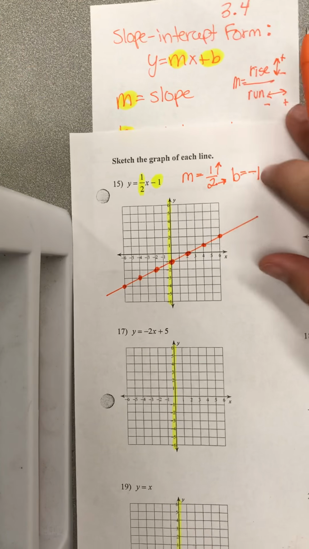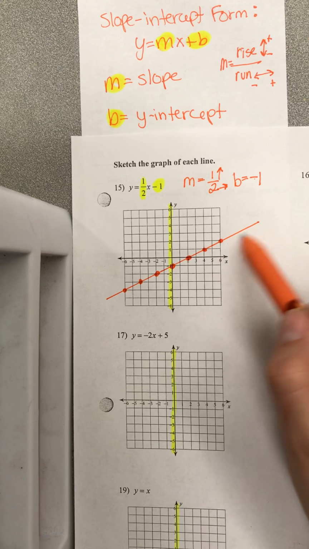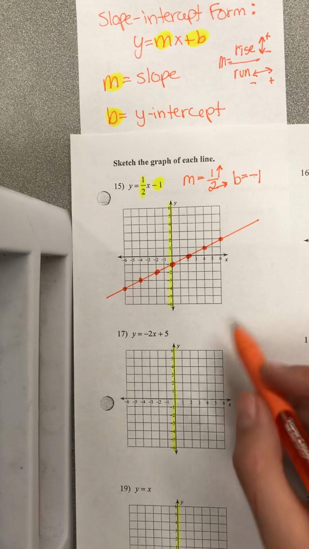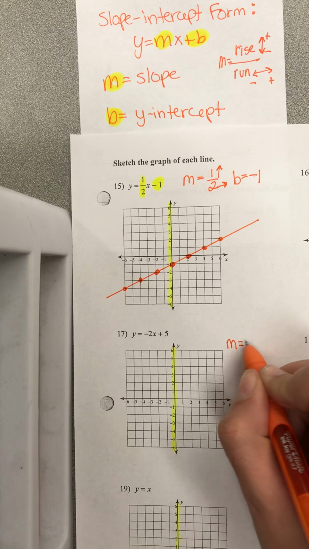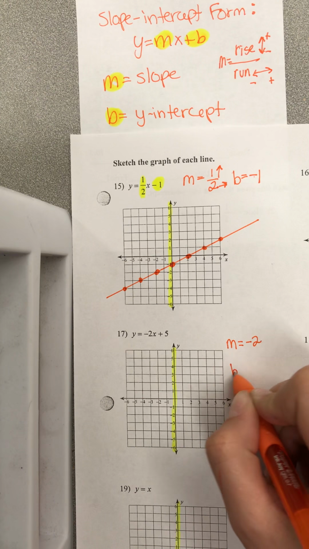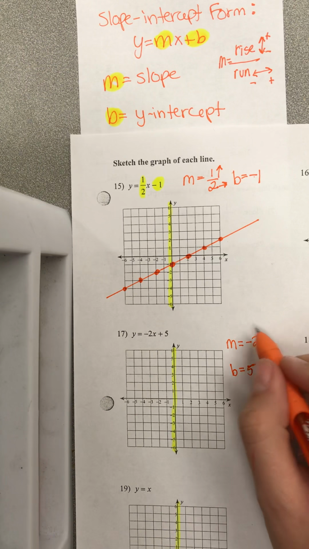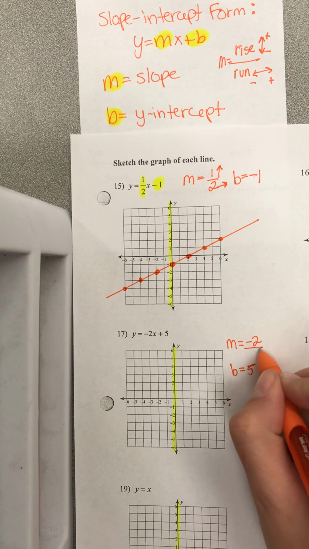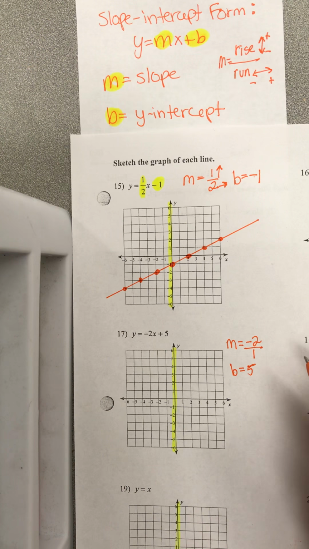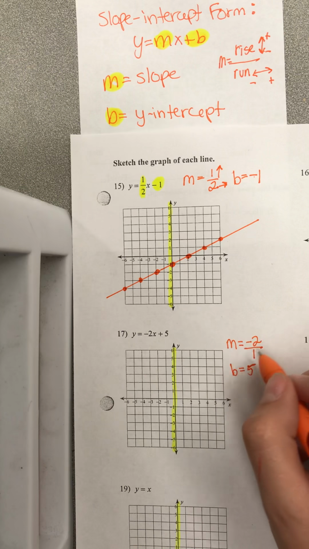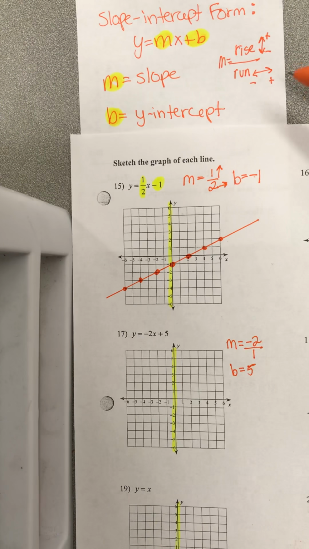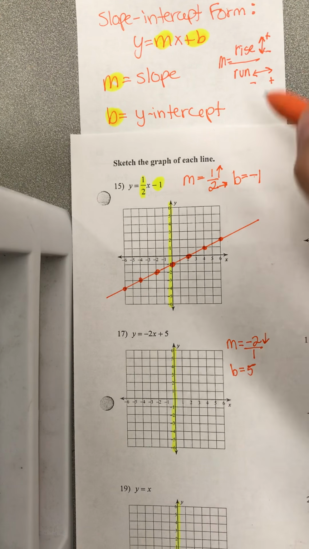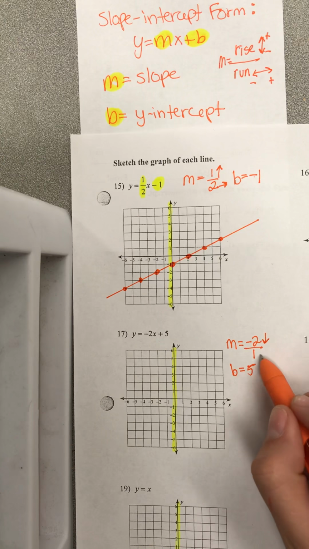Your line should be straight, and you should make sure that you extend it outside both sides of the graph. In number 17, my slope is -2. My y-intercept is 5. Now, I told you that you always want to make sure that your slope is a fraction. So if it's not a fraction, you will always put it over 1. Before plotting any points, let's do our directions. My top number is negative, so I go down 2. My bottom number is positive, so I'm going to go right 1.